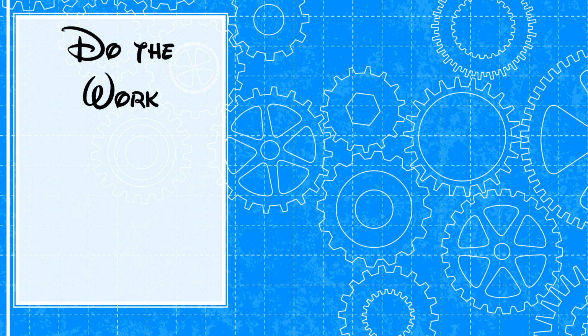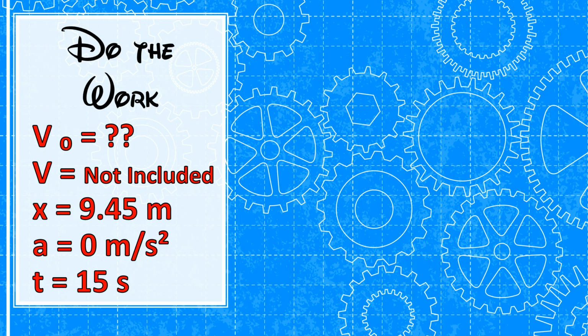Now that we've reviewed, let's do the work. This is the information that we pulled from the word problem. We read the word problem, analyzed it for given information, and then had to make some assumptions. Now we know the right formula because we used our kinematic equation sheet. At this point, it's a matter of plugging and chugging.